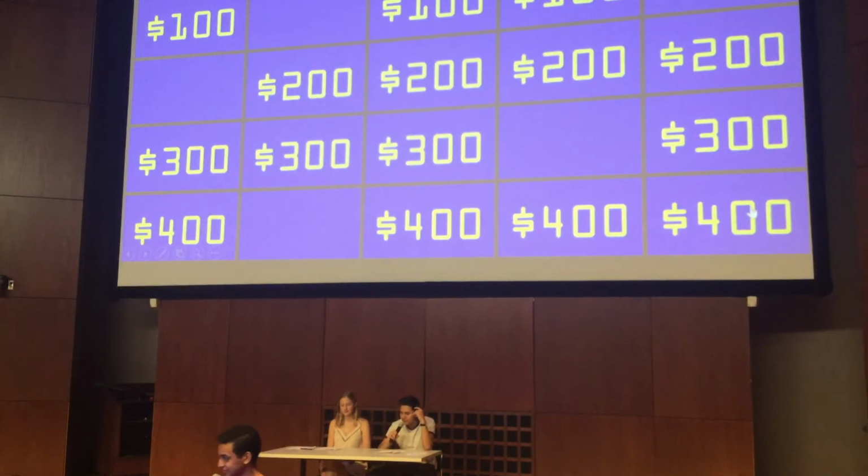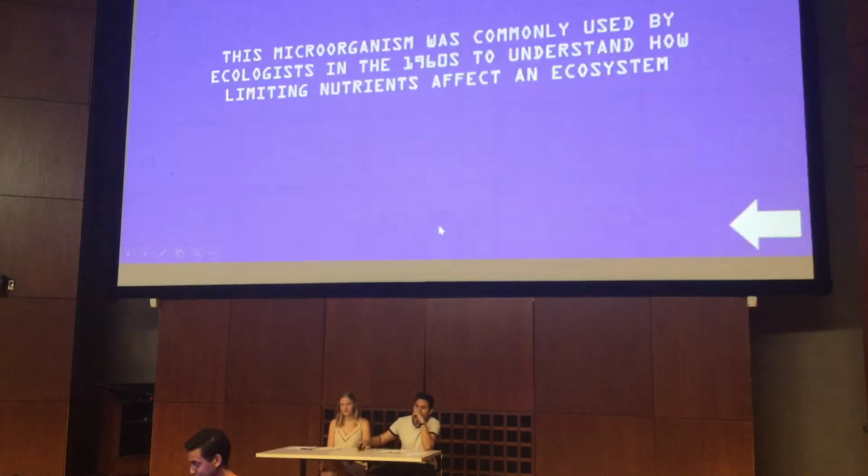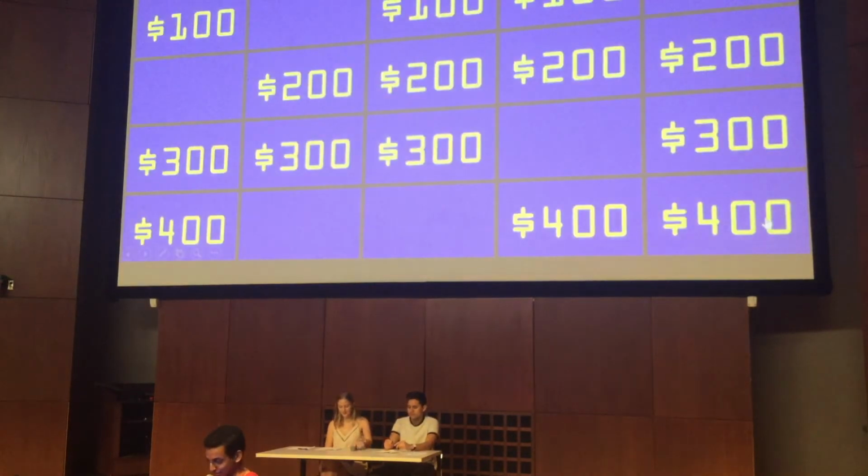I'll take application for 400. Okay. Application for 400. This microorganism was commonly used by ecologists in the 1960s to understand how limiting nutrients affect an ecosystem. Juliana? What are phytoplankton? Well done. Looks like someone has been reading the lab manual. Types of phytoplankton that we tested in our simulations included diatoms, green algae, and cyanobacteria. So Diego's lead has now been narrowed to only $100, and we have time for just one more question before Final Jeopardy. All right, Juliana, pick again.